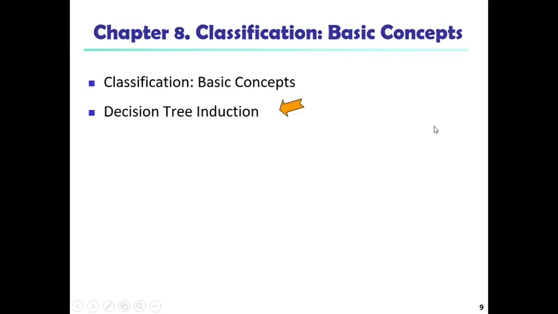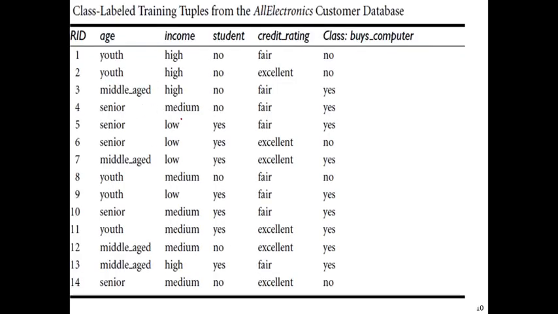So we are discussing the decision tree algorithm. The decision tree algorithm is one of the most primitive algorithms we have as a classifier. For that we are considering this data set. In this data set we have 5 attributes.